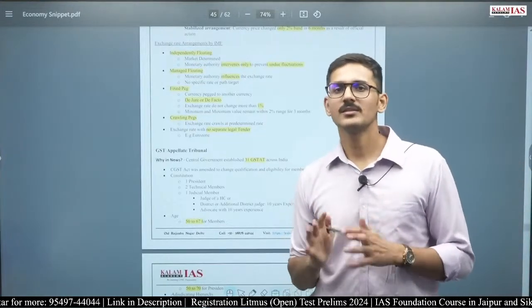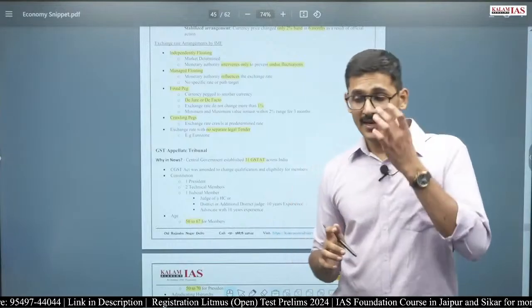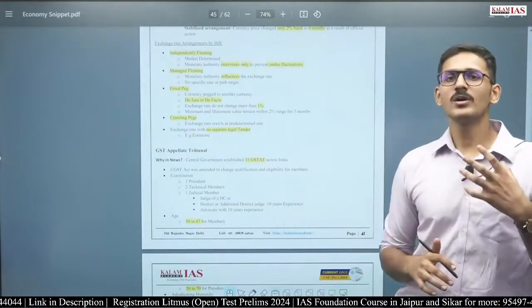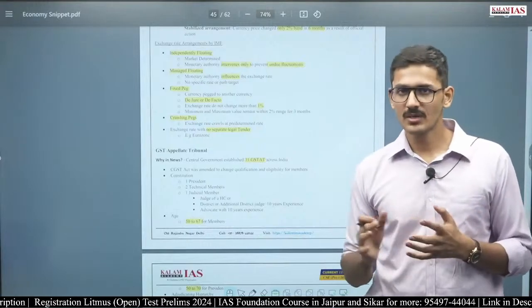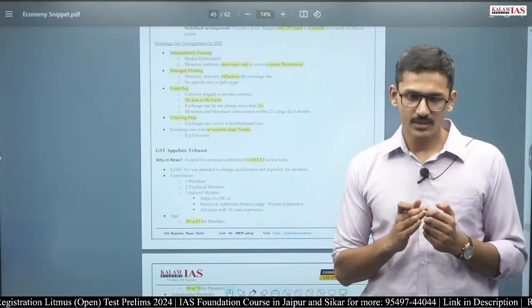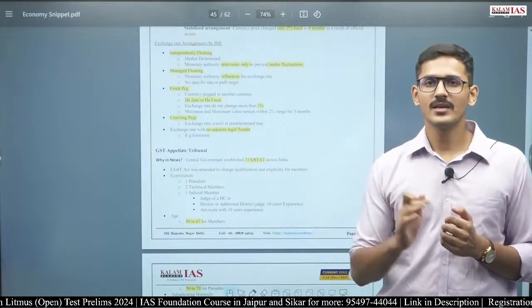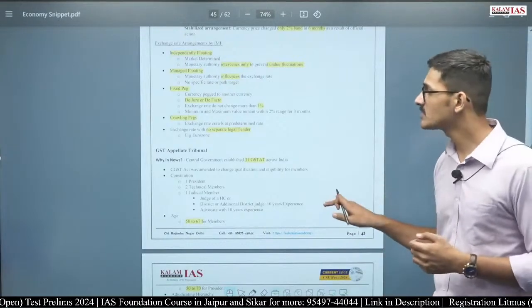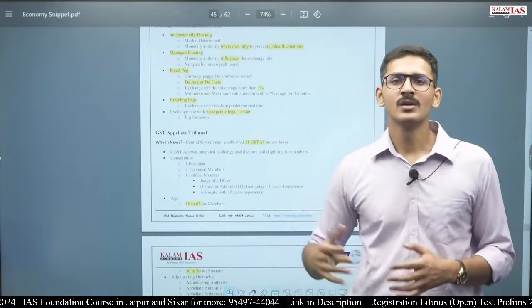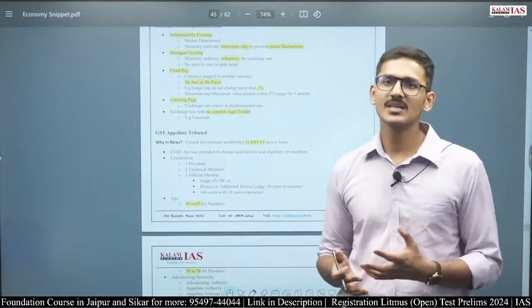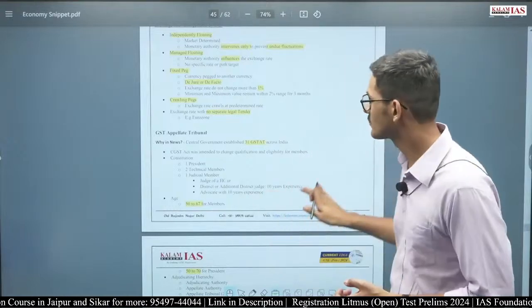For example, today the dollar's rate might be 80 rupees, and RBI will say that we want that after 1 year the dollar should cost 90 rupees, and they will take steps to ensure that after 1 year the price of US dollar in India increases to 90 rupees. Exchange rate with no separate legal tender, for example, Eurozone, where the countries do not have separate legal tender, they all use euro.